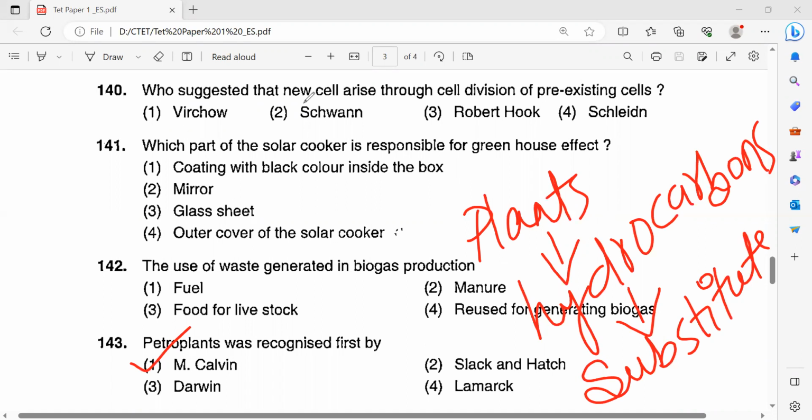So this was about 10 questions of the model paper on environmental studies. In the next session, again, we will be discussing a few more environmental studies questions.